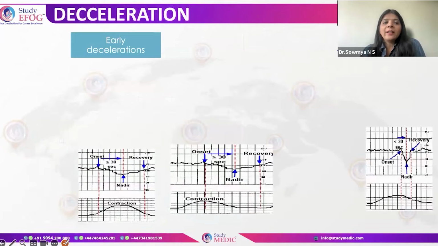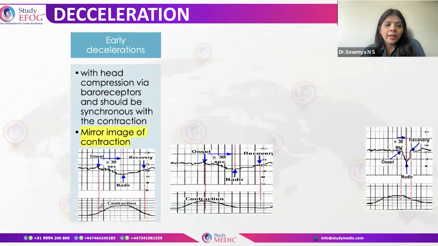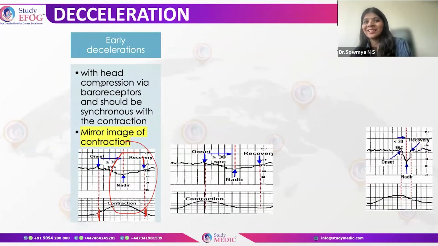What do you mean by early decelerations? Basically, you can see that they start with the contraction, okay, and they end with the contraction. Okay, so that is what, it's a mirror image. And generally, this is due to, for example, head compression. When the head is getting compressed, the baroreceptors through the vagal nerve stimulation, there is a drop in the fetal heart rate, which means early deceleration.